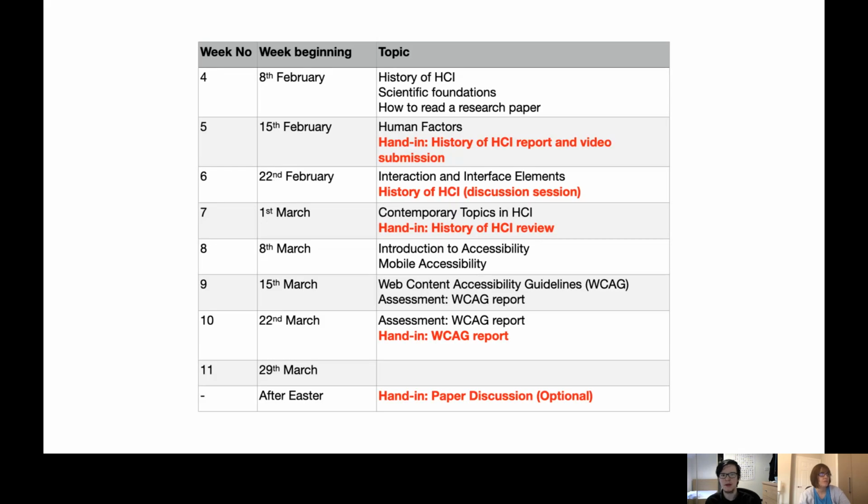Yeah, so this is the sort of timeline of what we'll be doing. So we'll be starting, as I said, with the history of HCI, some of the scientific foundations. So talking about how we do different types of measurements, how we do experimental HCI or observational HCI. So the difference between quantitative and qualitative methods.